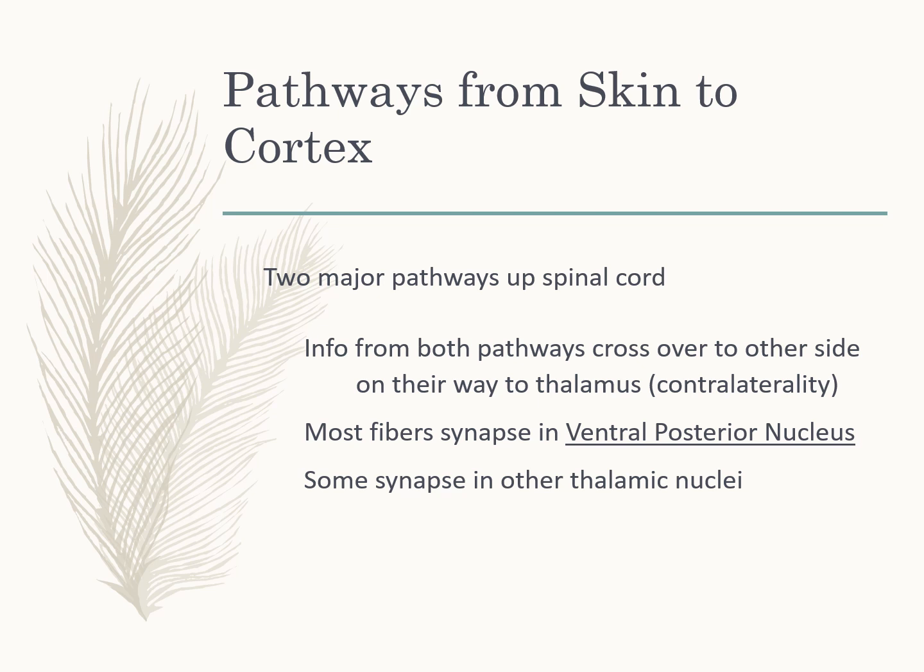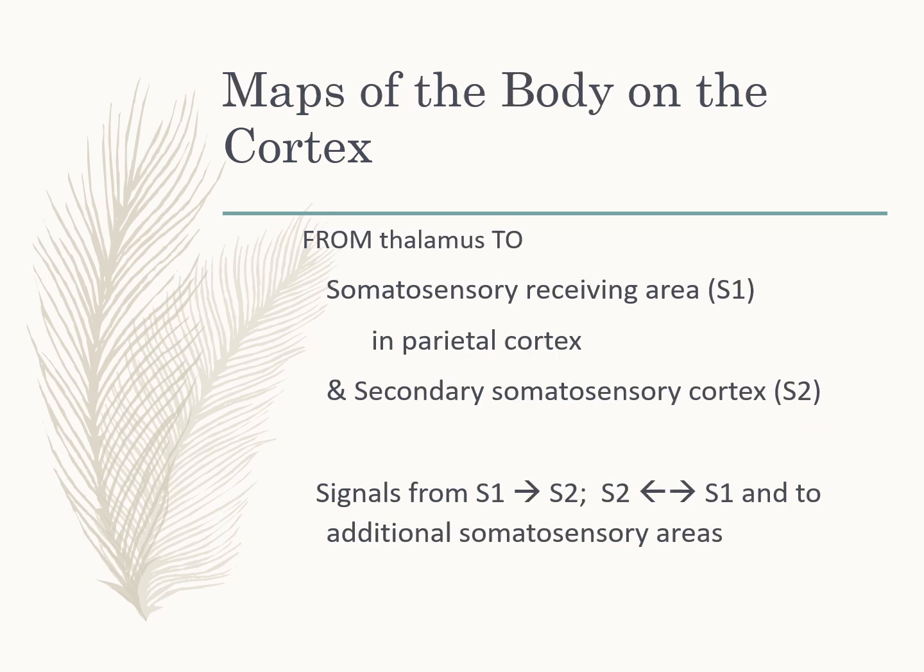Most fibers synapse in the ventral posterior nucleus of the thalamus. We also have other thalamic nuclei that receive some information. From the thalamus, we get that information to the primary somatosensory receiving area, or S1, which is in the parietal cortex. And here they usually say we send some of it to the secondary somatosensory cortex, so S2, and there's communication back and forth between S1 and S2, and then on to those higher level association areas. That is usually how we talk about anything outside of the primary receiving area.